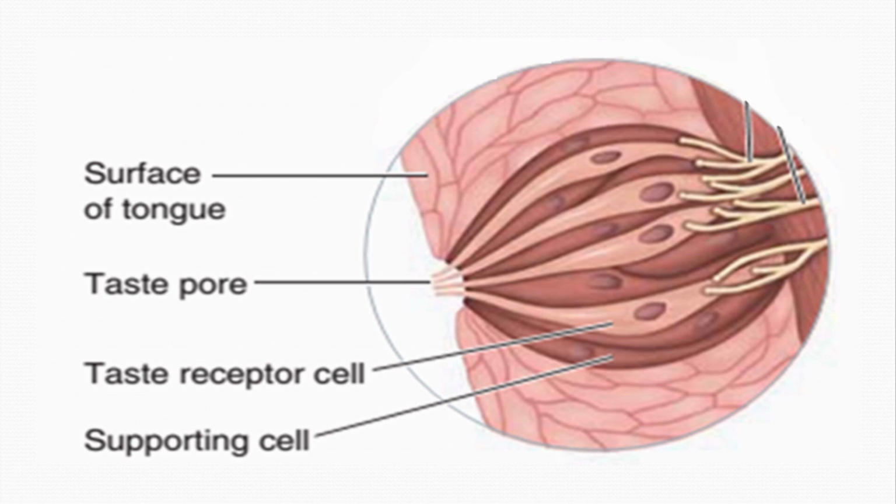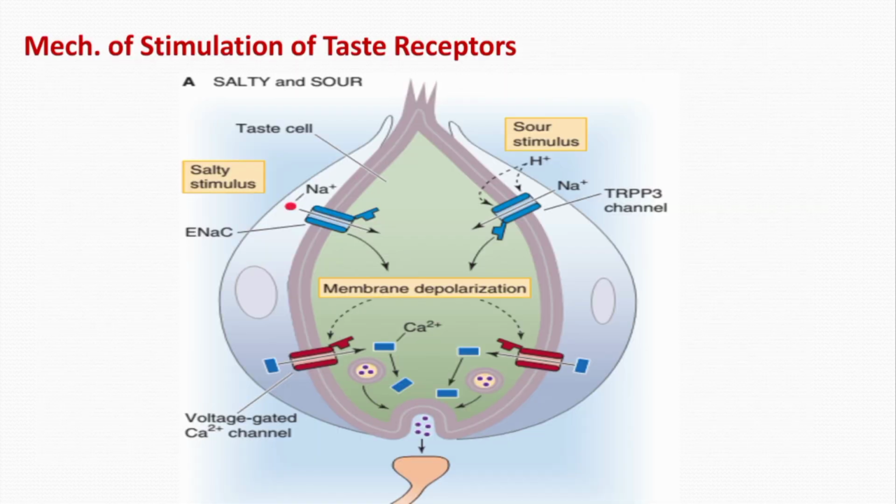Now let's discuss what is the mechanism of stimulation of taste receptors. Now first of all, the tastant, that is the substance which causes taste, binds to the receptors which are present on the villi of taste cells. Here one thing is important, that sodium ions and hydrogen ions, which elicit salty and sour taste sensations respectively, bind to ionotropic receptors and open ion channels in the taste cells.